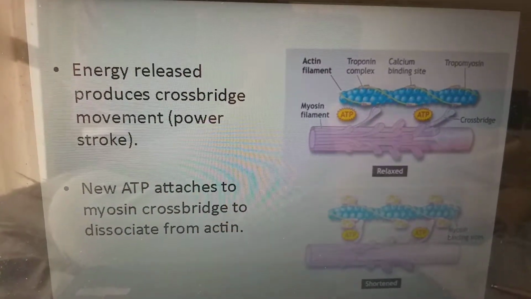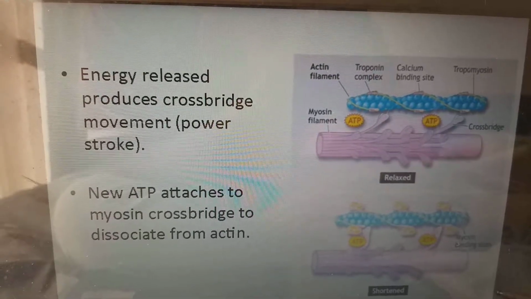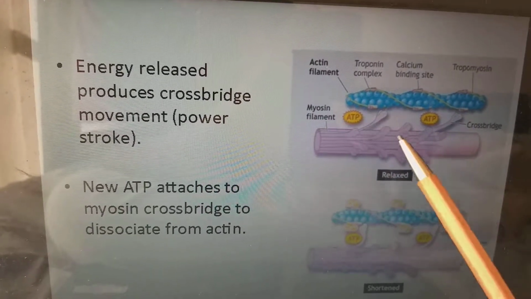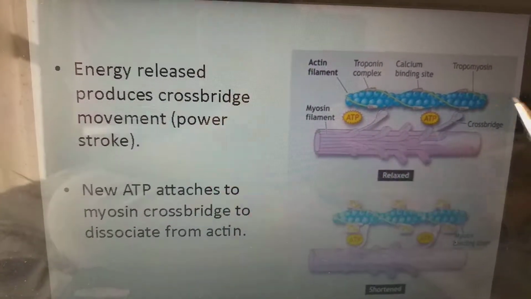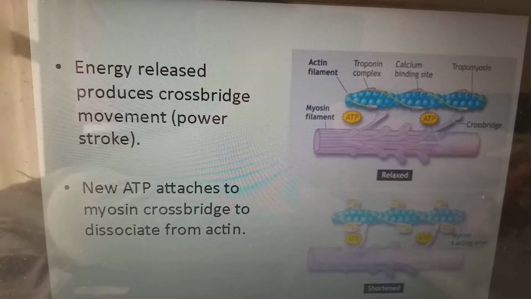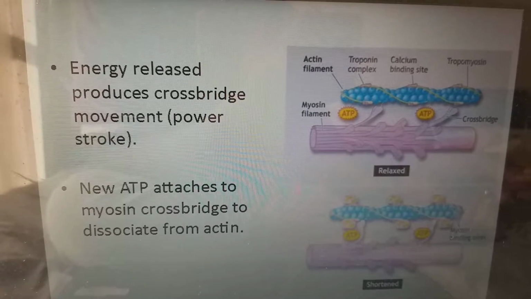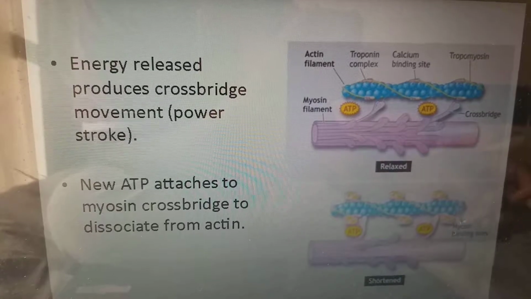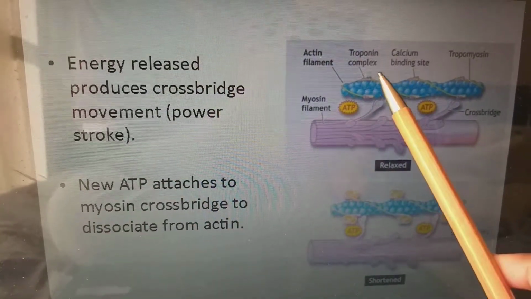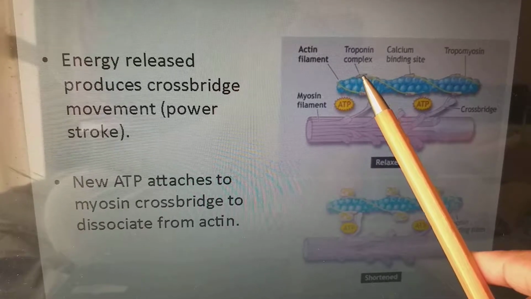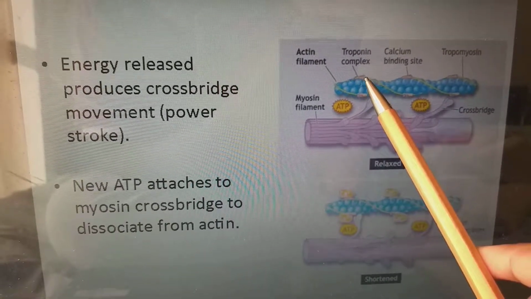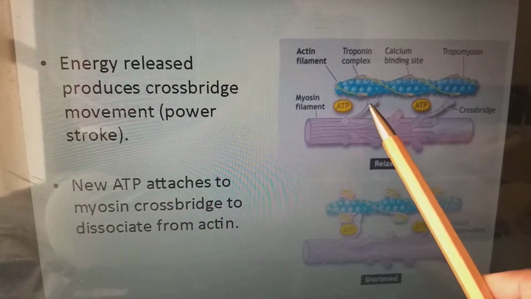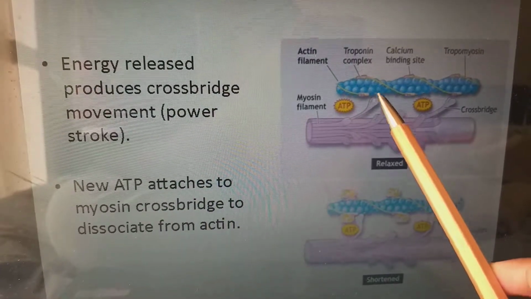So the power stroke is very simple, like the oars of a boat. How the oars move the boat, the same will be there. Initially, when the action potential reaches the nerve terminal, the acetylcholine attaches to the motor end plate. Later the calcium is released from the sarcoplasmic reticulum, and that calcium attaches to this troponin. Now this troponin pulls the tropomyosin away from the active site. Now the active site is exposed, so the myosin head attaches to the actin. So this forms the cross bridge.